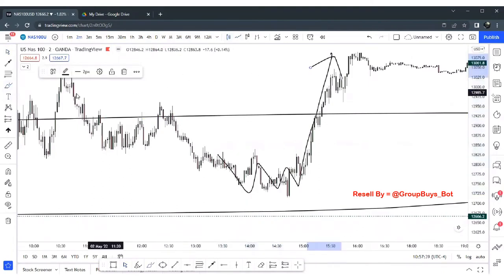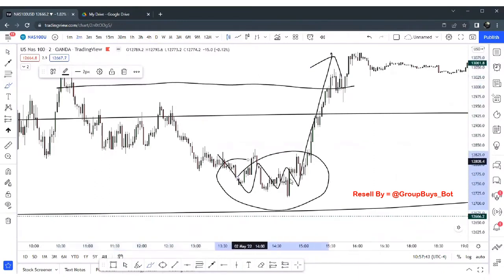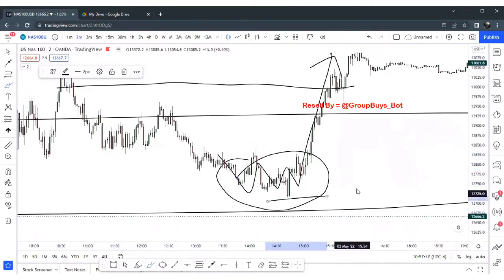So imagine if our target was here and we notice that nameable candle pattern below, we would enter for a buy. Our stop loss will be below this low. Enter in discounted areas, take profit at the 23.